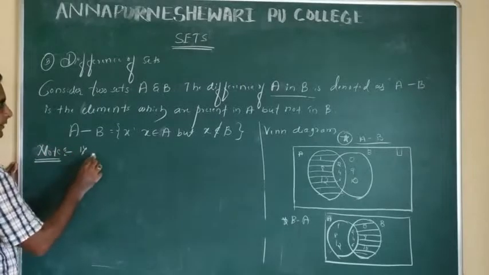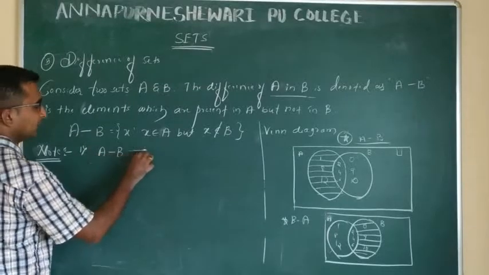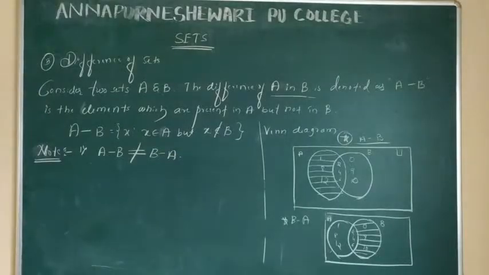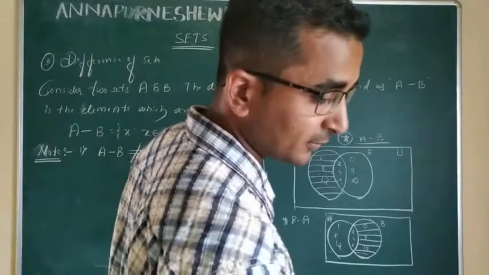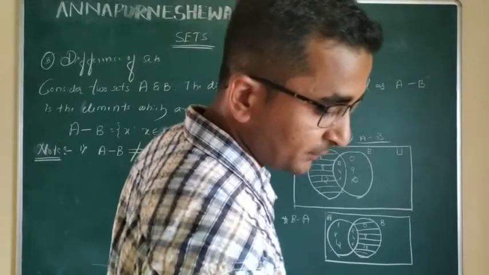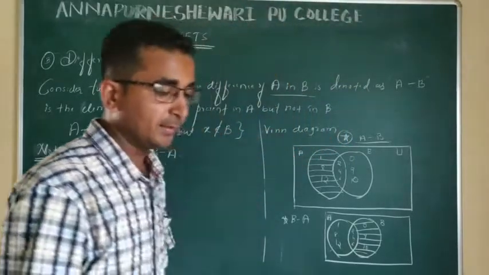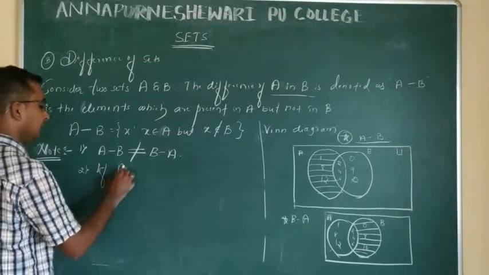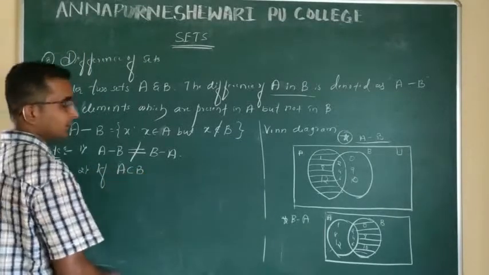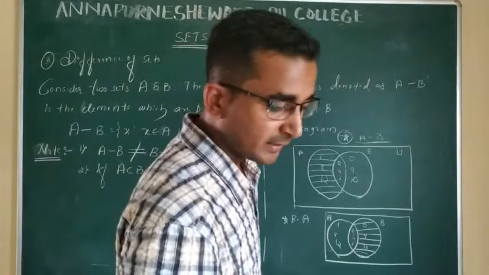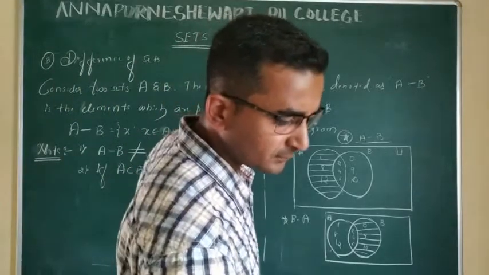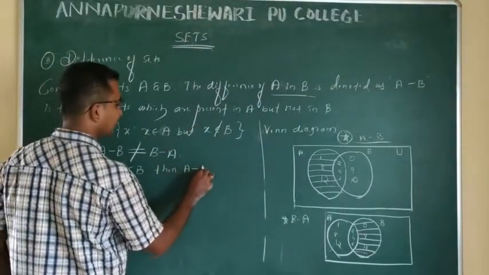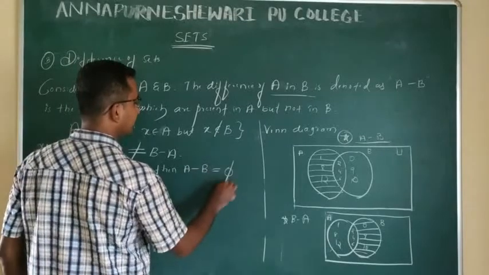The first note is that A minus B is not always equal to B minus A. You should remember this. Then, if A is a subset of B, what do we get? Then A minus B is equal to what?